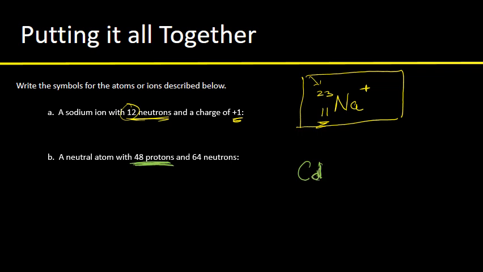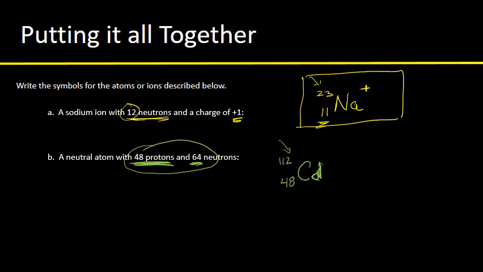So there's our atomic symbol. The atomic number is 48. We can put that down here. And again, it's got 64 neutrons, so the mass number up here is going to be the sum of the protons and the neutrons. And if we add 48 and 64, I think we get 112.